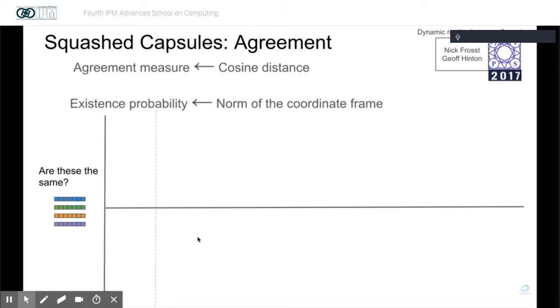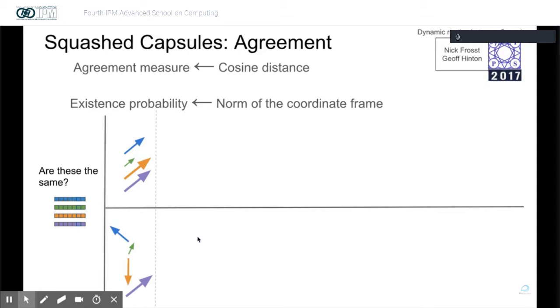The simplest method is using the cosine distance as the measure of agreement. Then set the norm of the coordinate frame to the existence probability of the capsule. This was introduced in a joint work with Nick and Jeff presented at NIPS 2017. The question is, why does this work? So let's illustrate each capsule. The orientation of the vector represents the coordinate frame, and the length of the vector represents the probability of existence.